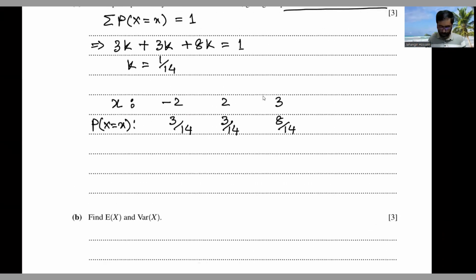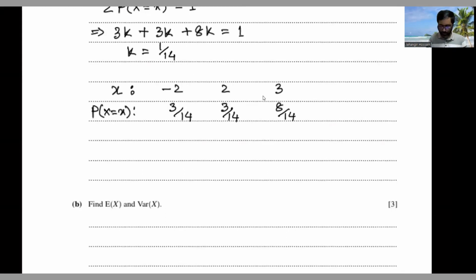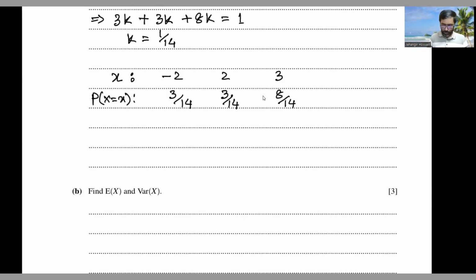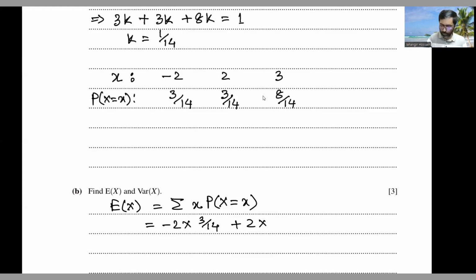In the second part, you have to find E(X) and the variance of X. For finding E(X), you know the formula is the sum of x times probability. So it is -2 into 3 by 14 plus 2 into 3 by 14 plus 3 into 8 by 14. This is equal to 12 by 7.